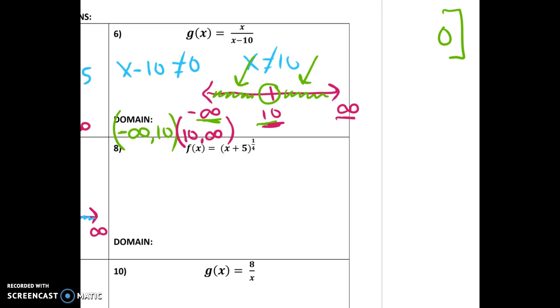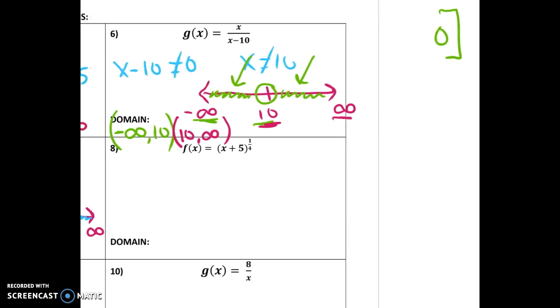So number 8. When I look at number 8, it's a little different because I have a 1/4 power, and hopefully you remember that a 1/4 power is the same as a 4th root. So when I look at this, I really have a problem here because I'll be taking the 4th root of potentially negative numbers, and you can't take the even root of negative numbers. So in the end, what's inside that radical has to be greater than or equal to 0. This will ensure that what I'm taking the 4th root of is 0 or higher.